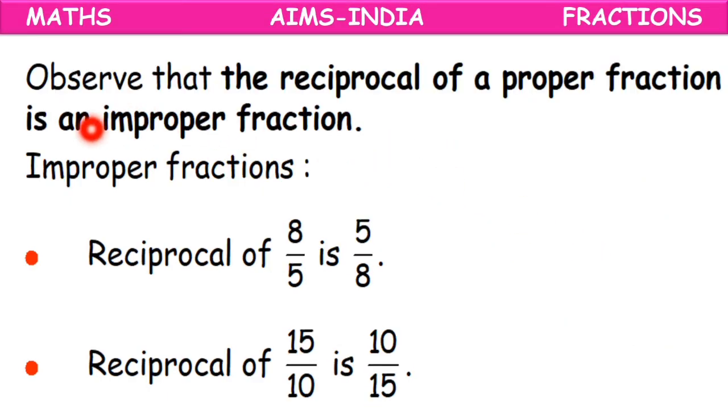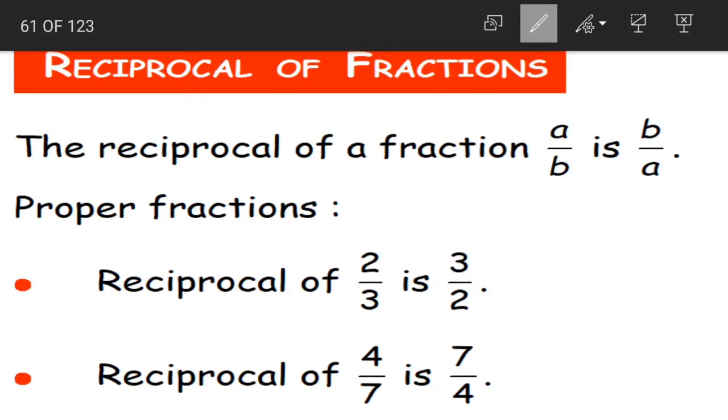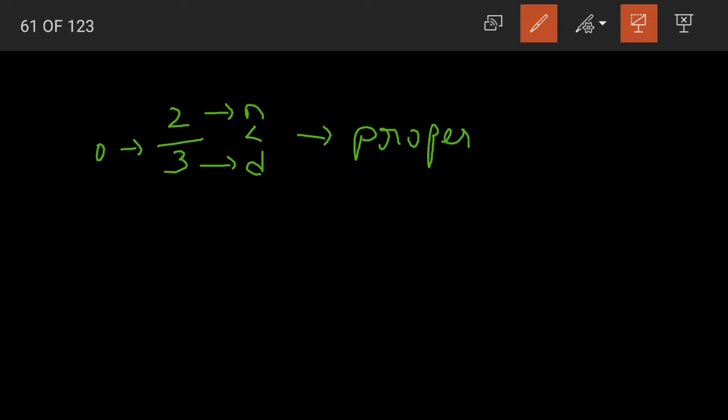Now next, observe that the reciprocal of a proper fraction is an improper fraction. Yes, it's a nice point that we should observe. See here, 2 by 3. This is our original, O. Here 2 is the numerator, 3 is the denominator. Now here the numerator is less than the denominator. So that is why this is a proper fraction.